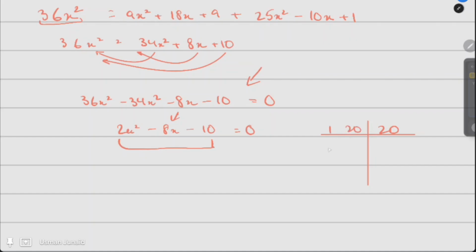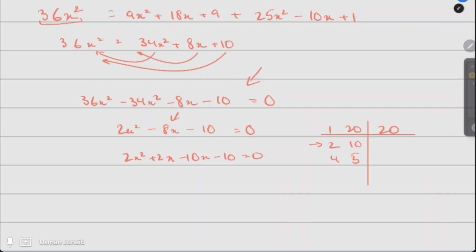We've got 1 and 20, and 2 and 10, and 4 and 5. Do any of these by adding or subtracting make 8? 2 and 10, right? So can we write this as 2x squared plus 2x minus 10x minus 10 is equal to 0?